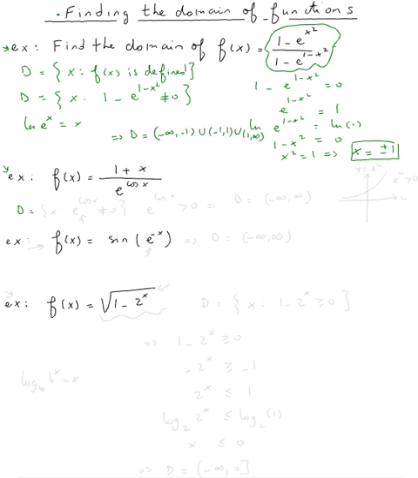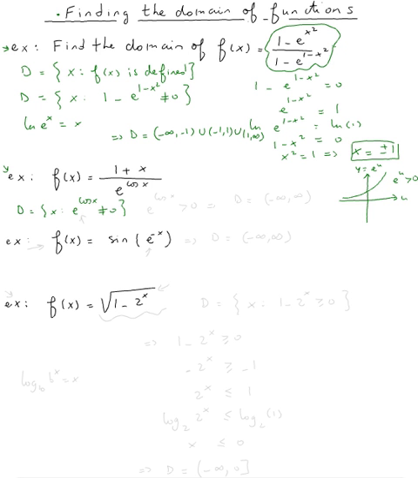So the domain will be all the real numbers such that e to cosine of x is not equal to 0. We know e to any number. Here's a graph of e to the x or e to the u. Let's call this u or x, doesn't matter. Y equals e to the u. So e to the u is always strictly bigger than 0.